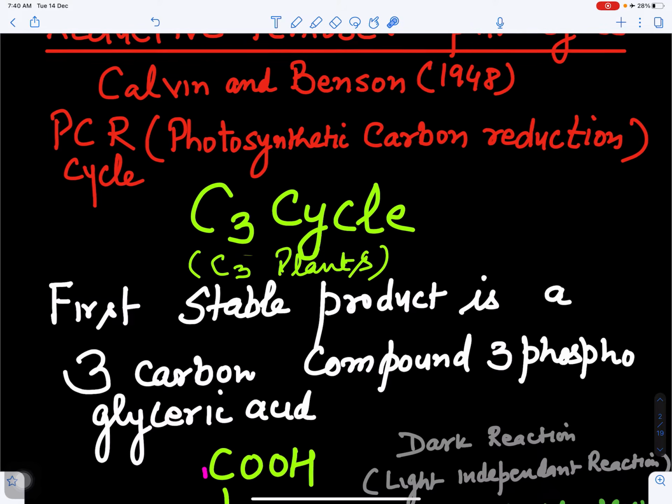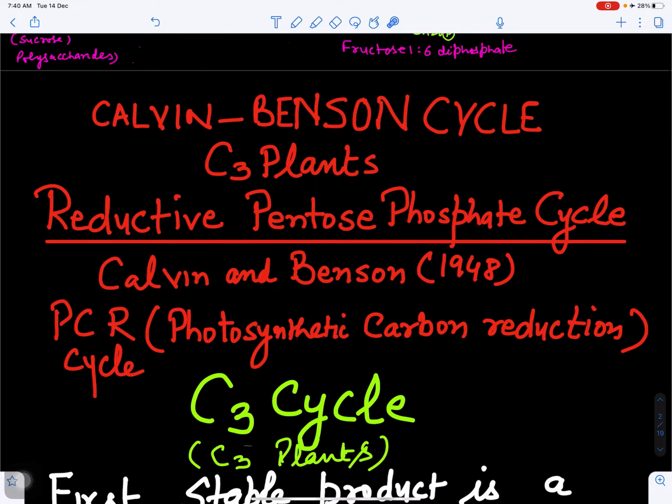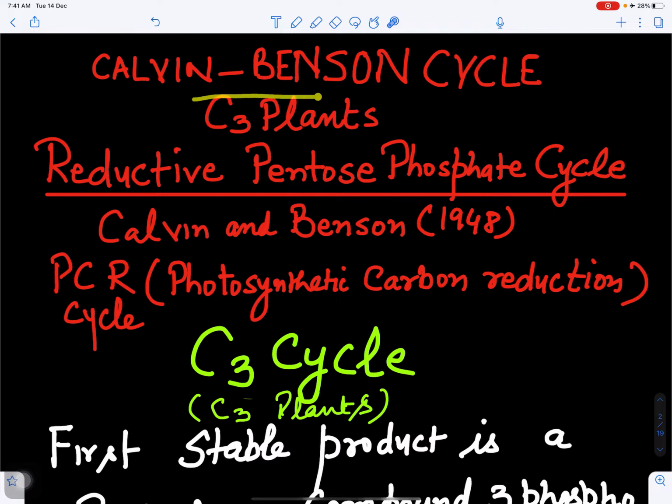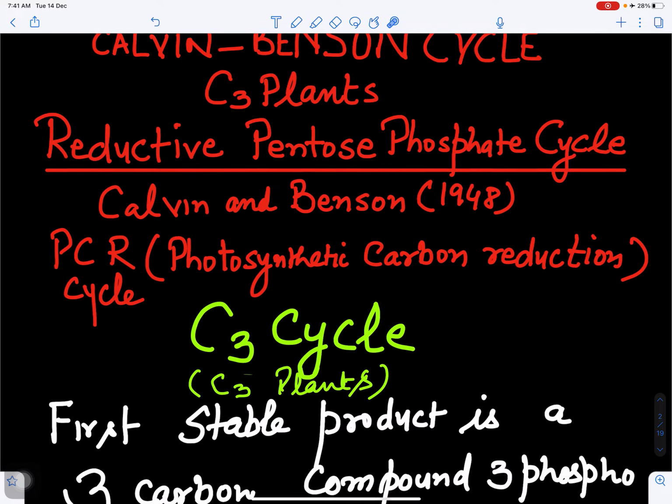Now this was discovered by the scientists Calvin and Benson. So this is called the Calvin-Benson cycle. And plants in which this cycle is operative are called C3 plants. Another name for this cycle is the reductive pentose phosphate pathway. It is also called the PCR cycle, photosynthetic carbon reduction cycle, because here carbon is being reduced and carbohydrates are being produced. So this is about the C3 cycle.